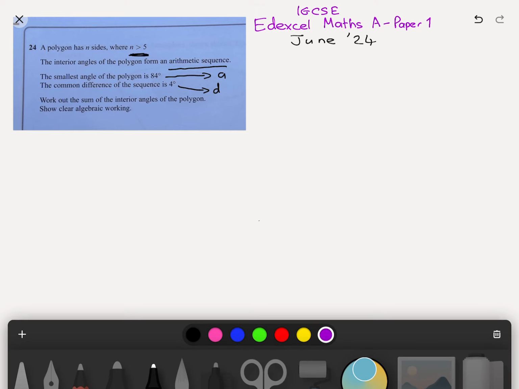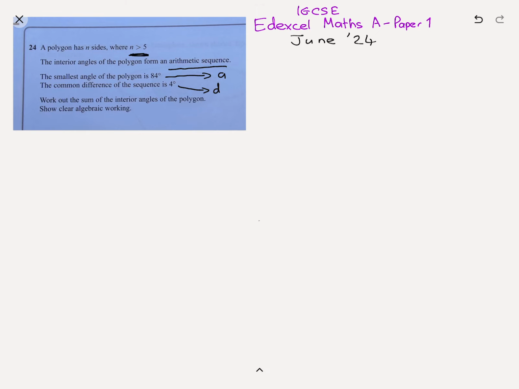Show clear algebraic working. Well, first things first, we do have a sum of an arithmetic series here, so we can whack out the formula. We're going to have n over 2 times (2a plus (n minus 1)d). Good news is that we do have our a and d values: we've got 84 and we've got 4. So that's very helpful. Now we need to think about what it's equal to. Well, this formula is actually stating the sum of the interior angles of a polygon. We've just got it in one form as a sum of the arithmetic series, starting with 84 and going up 4 every time to every term after.